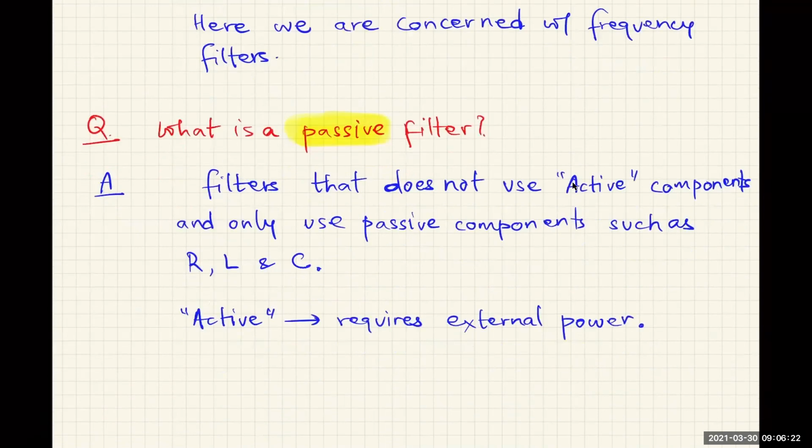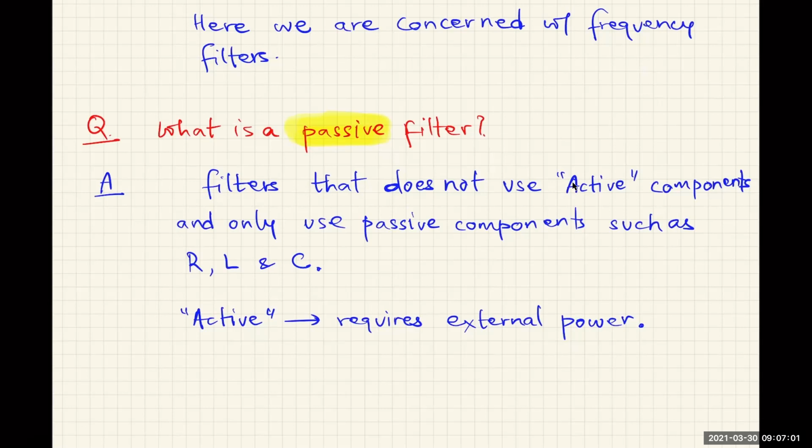Now, what is a passive filter? What do we mean by a passive filter? Right? So a filter that does not use any active components and only uses passive components, such as resistors, inductors, and capacitors, is called a passive filter. Active component means any component that requires external power, for example, op-amps or MOSFETs and BJTs. Resistors and inductors and capacitors do not require an external power.